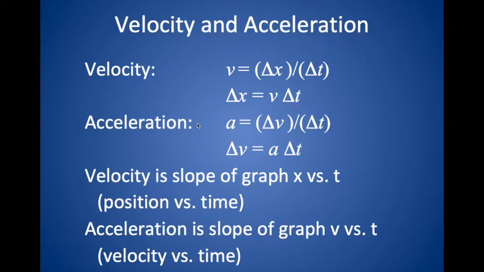Acceleration has a similar formula, but the thing that's changing now is the velocity rather than position. So acceleration is the change in velocity divided by the change of time. It's the rate the velocity is changing. We could also calculate the change in velocity as the acceleration multiplied by the time interval, or change of time. Velocity would be the slope of a graph of position versus time, and acceleration would be the slope of a graph of velocity versus time.